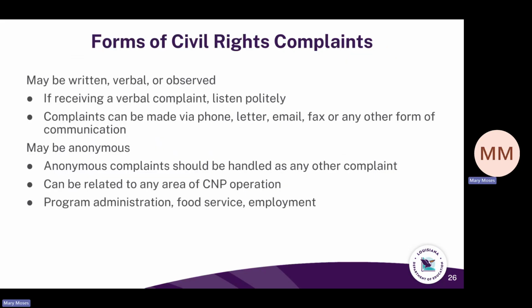Complaints may be written, verbal, or observed. A complaint may also be anonymous. Anonymous complaints should be handled the same way as any other complaint. If the complaint is verbal and the person alleging discrimination is not inclined to put the allegation in writing, the person to whom the complaint was made must write up the complaint on behalf of the complainant.